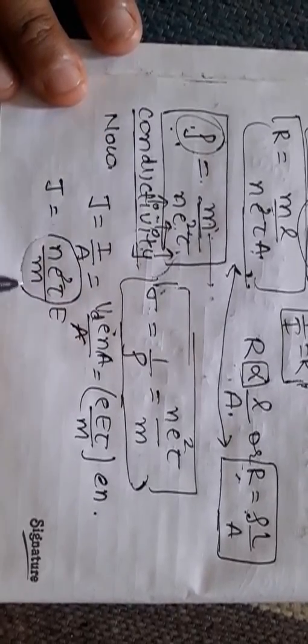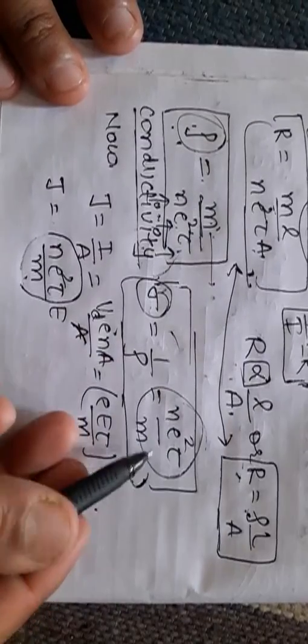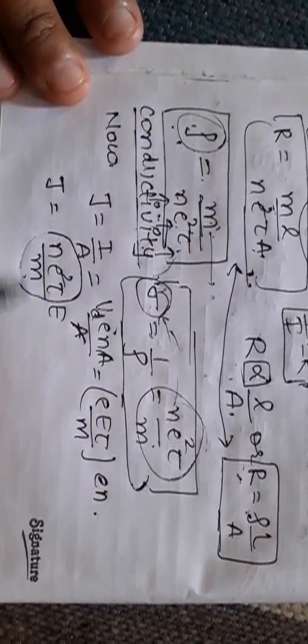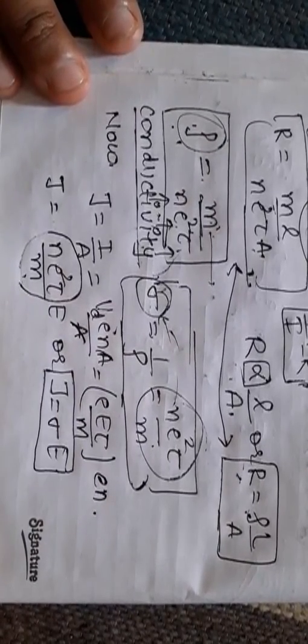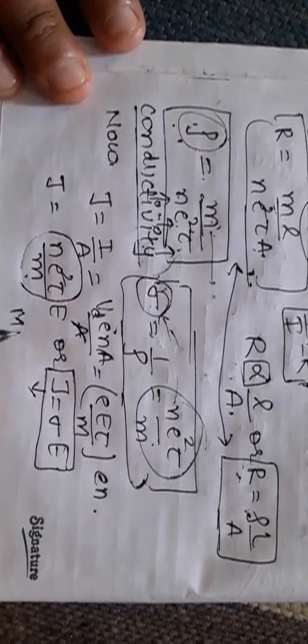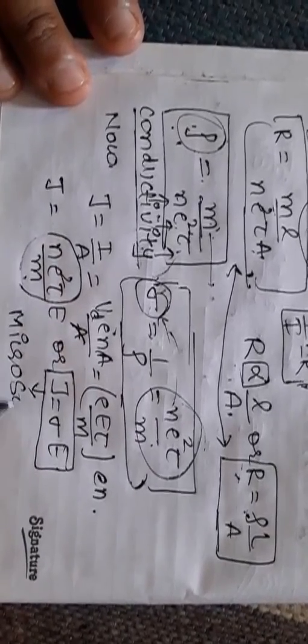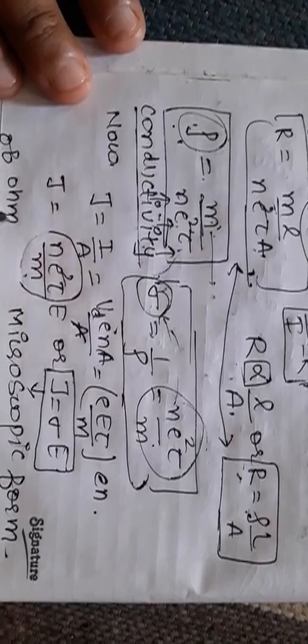Check this one. Just now we defined this earlier. This is called what? This is called conductivity. So this equation may be written as J is equal to sigma E. J is equal to sigma E. This is called the microscopic form of Ohm's law. This is called the microscopic form of which law? Ohm's law.